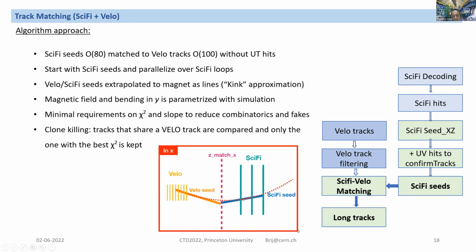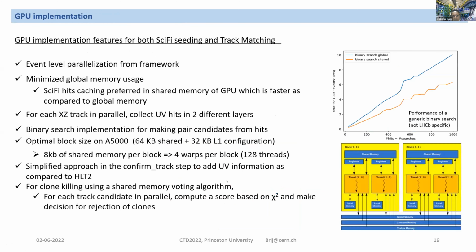After creating the track, we impose the chi-square and the slope constraints to reduce the combinatorics and the fakes. And afterwards, we have a clone killing where the tracks, for example, if multiple tracks are sharing a common Velo track, are compared, and only the one with the best chi-square is kept. And we have our long tracks with this matching.